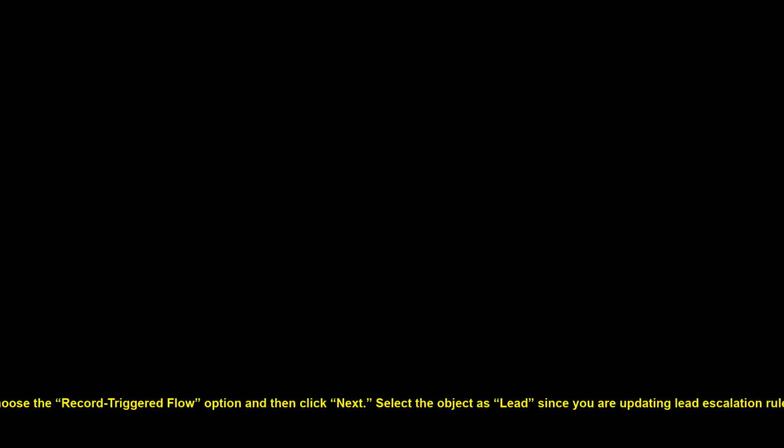Choose the Record Triggered Flow option and then click Next. Select the object as Lead since you are updating lead escalation rules. Set the flow to trigger when a record is created or updated. In the Configure Triggers section, set the criteria to define when the escalation should occur.